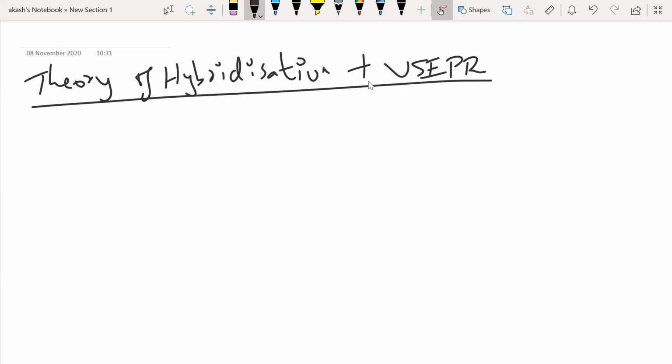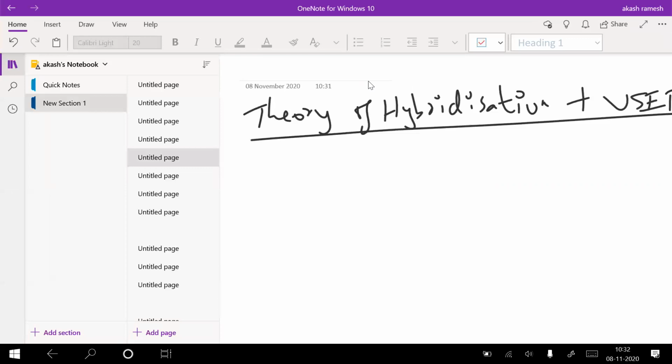But before that, we'll just revise a few things, people. Actually, it should have been taught when I taught you covalent bonds at the start, but still no problem. So tell me, what are the 2 types? Forget about theory of hybridization and VSEPR for now. I'm just asking about normal covalent bonds. There are 2 types of covalent bonds. Can someone tell me what are the 2 types of covalent bonds I can have?